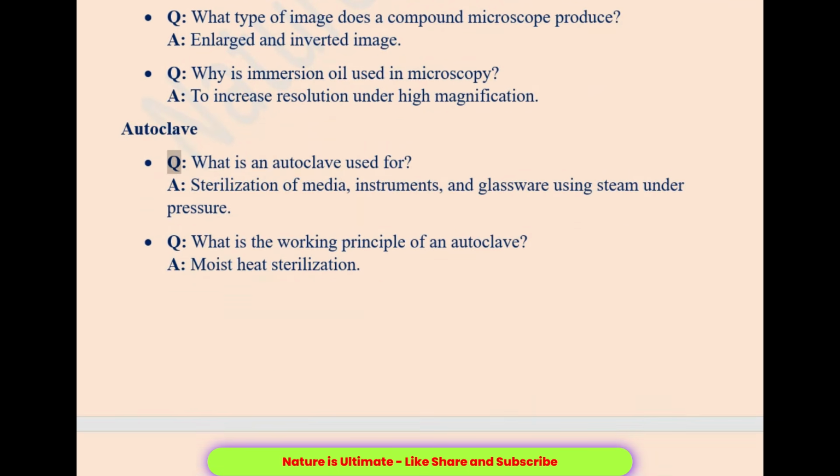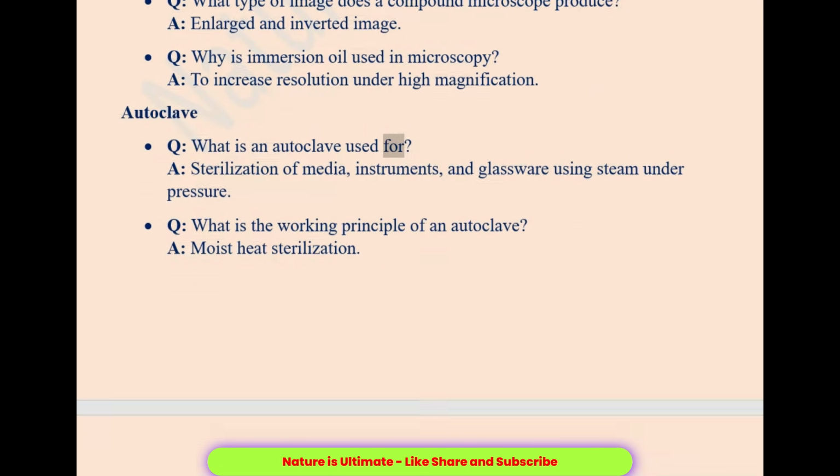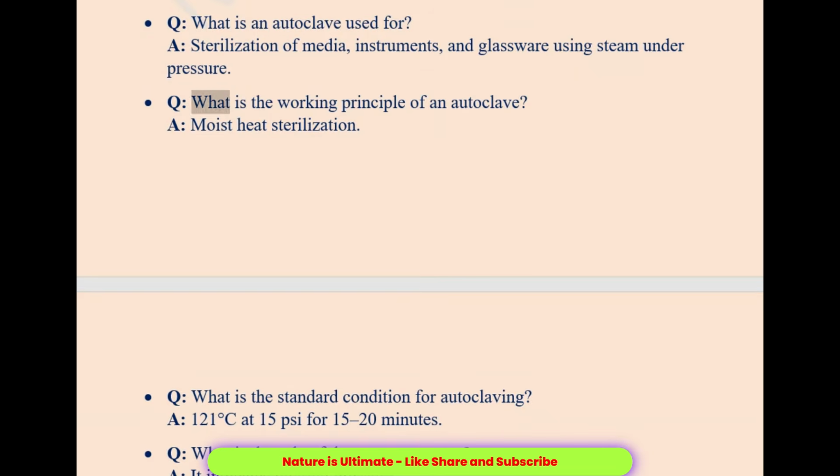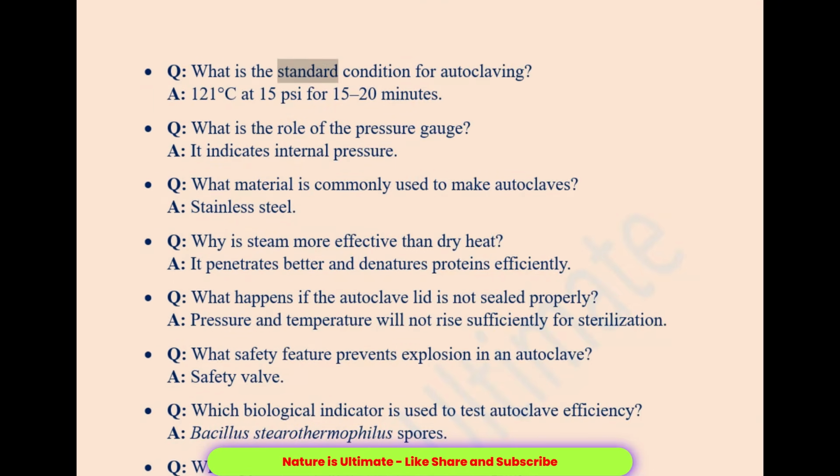Autoclave. Q. What is an autoclave used for? A. Sterilization of media, instruments, and glassware using steam under pressure. Q. What is the working principle of an autoclave? A. Moist heat sterilization. Q. What is the standard condition for autoclaving? A. 121 degrees Celsius at 15 psi for 15 to 20 minutes.